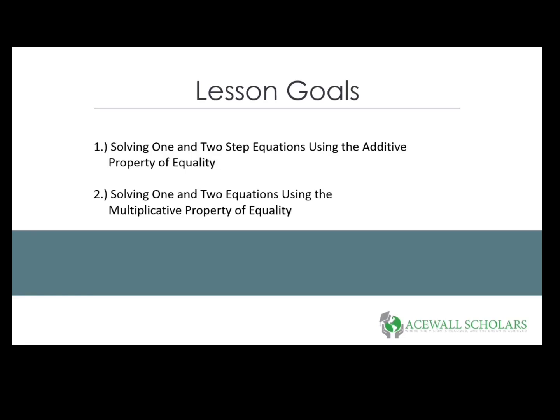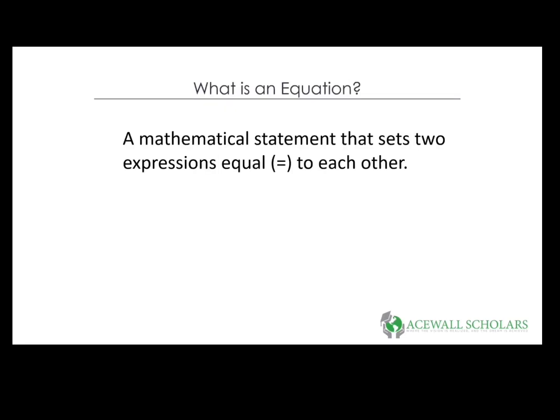So, let's begin. First, what is an equation? Well, an equation is a mathematical statement that sets two expressions equal to each other. Let's look at an example. Let's say we have 3 plus 4, which is an expression, equal to 8 minus 1. Well, 3 plus 4 is an expression, and that is equal to 7, and 8 minus 1 is an expression, and that is also equal to 7. Putting these two expressions together with an equal sign gives us an equation.